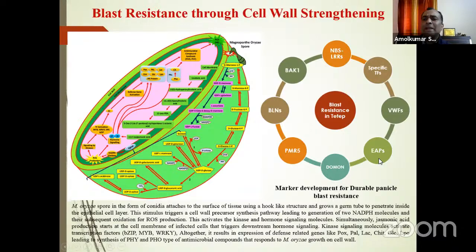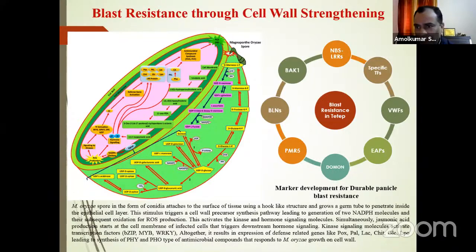And we got many more genes which are still uncharacterized, and these include structurally different NBS-LRR genes. Then there are some specific transcription factors which are upregulated only in the resistant line. Then we have identified some genes which we characterized on the basis of a few domains present in them, but otherwise these genes are novel, like VWF. This is von Willebrand factor.